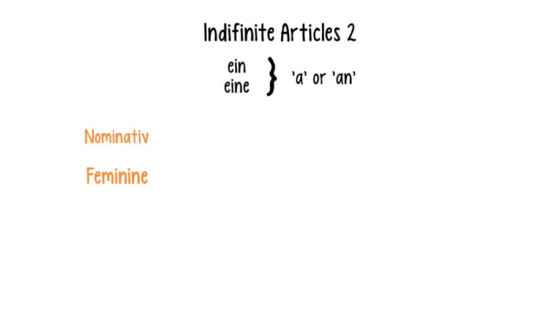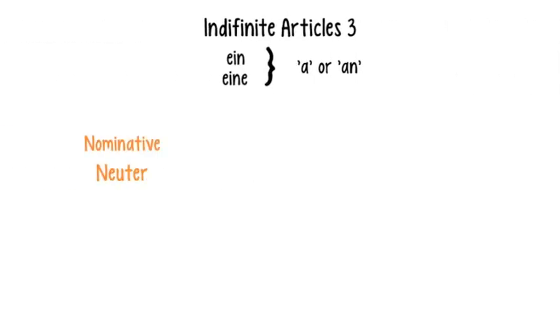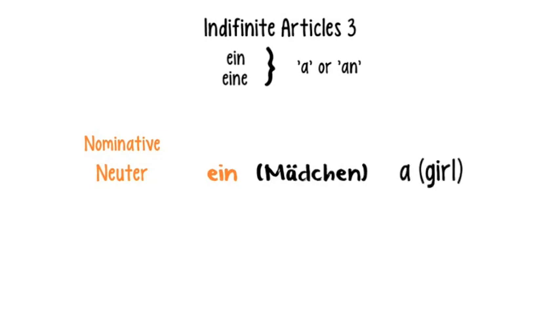In the case of the feminine form, we have the example of eine Frau, which means a woman. And in the last case, the neuter case, we have the example of ein Mädchen, which means a girl. To sum up what we just learned about the indefinite articles, we can say that for the feminine form, only eine can be used, and for the masculine and neuter form, only ein is correct.